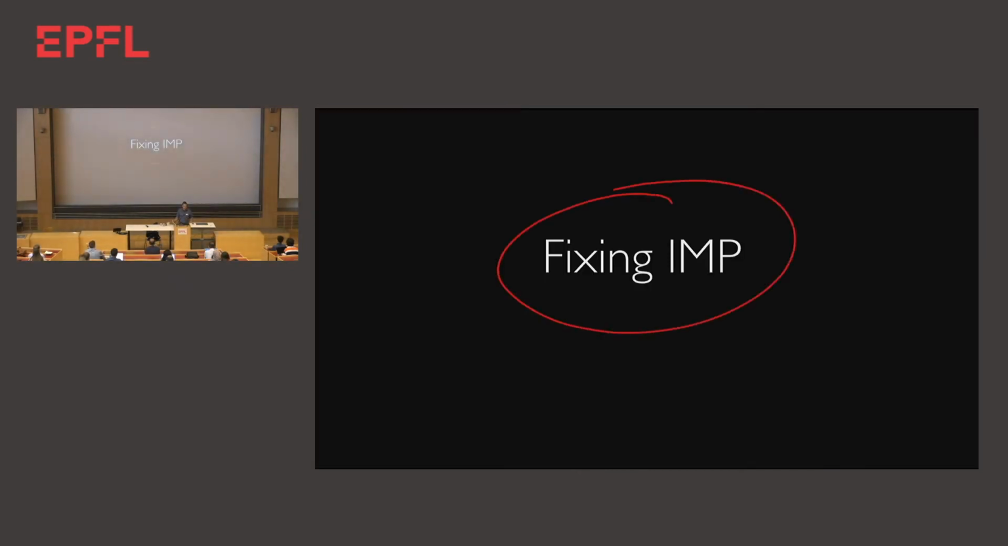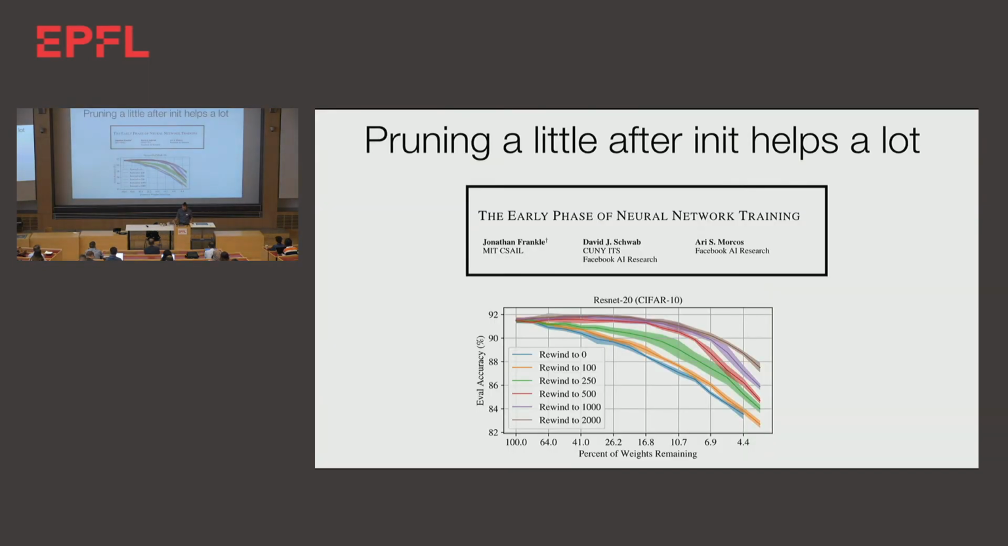So can we fix IMP, or is it a done deal? They had some good ideas. This is another paper, again by Frankle and Ari, who I guess is at Meta, right? He said, look, instead of pruning at initialization, why don't you do a little bit of training first? So do a little bit of warm-up, maybe a few epochs, a small chunk of your training time, and then do IMP. And they found that that actually helps a lot.